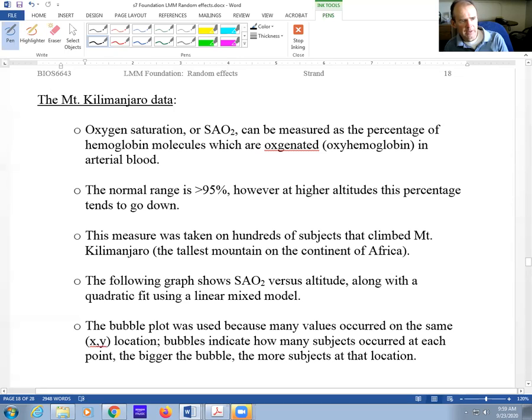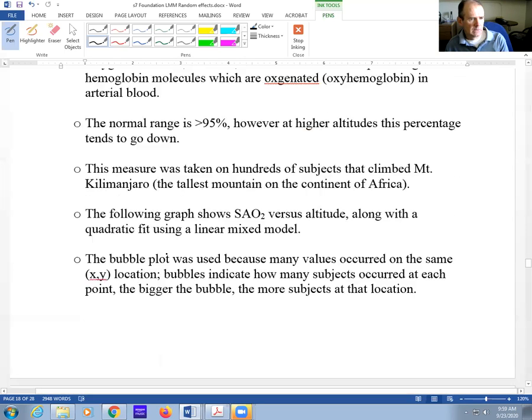Normal range is greater than 95%. So you want this oxygen saturation value to be as close to 100% as possible. But the thing is, as you go to higher altitude, naturally, your oxygen saturation is going to go down. If you're really, really fit, it may stay high. But for most people, it tends to go down as you go up higher in altitude. So one of the things we looked at was for people that were pre-treated with a certain medication, did that allow their oxygen saturation values to stay higher?